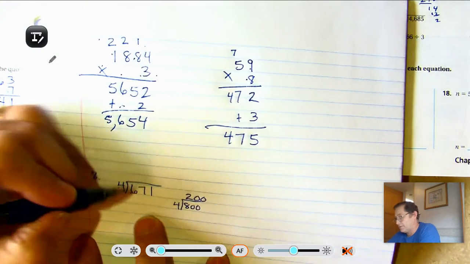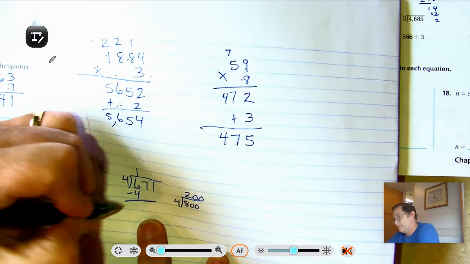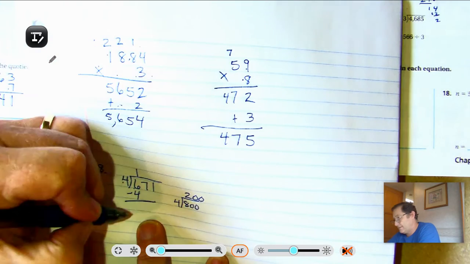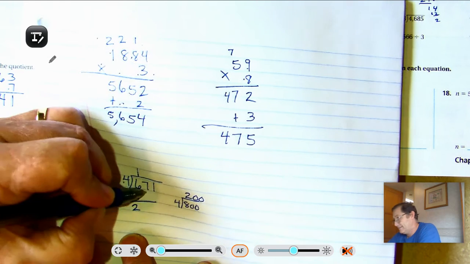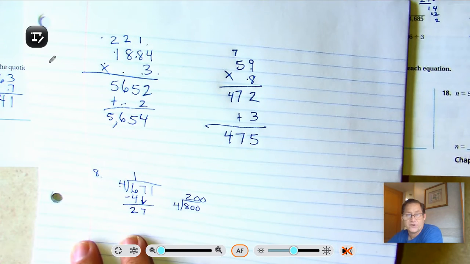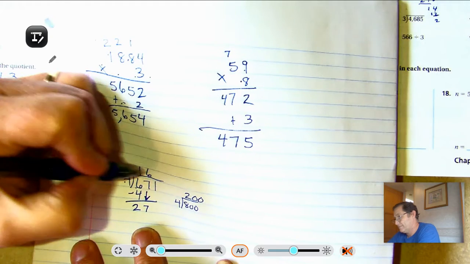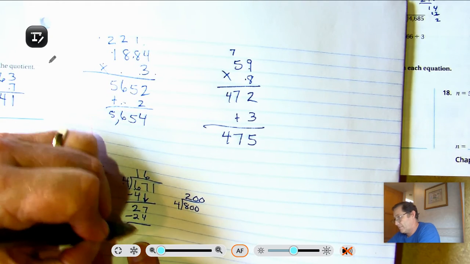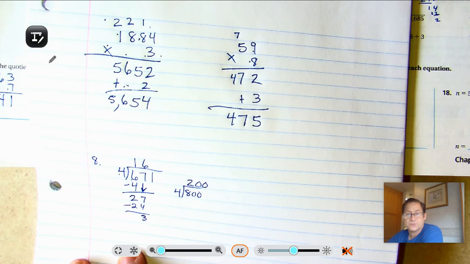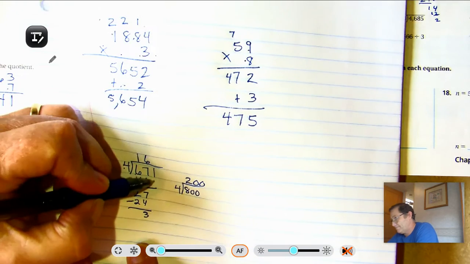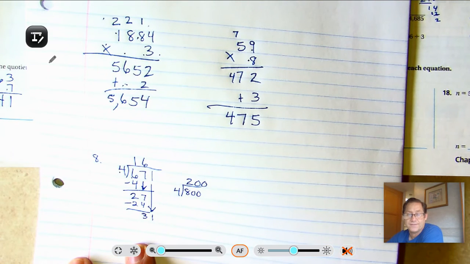600 into 4 groups. I can put 100 in every group. 6 take away 4 leaves me 2 hundreds. I'm going to trade those 200s for 20 tens and add the 7 tens I already have. So 27 tens divided by 4 is 6 tens. 4 times 6 tens, 24. Subtract, we're left with 3 tens. I'm going to trade those 3 tens for 30 ones. Bring down the other one I already have, so 31.